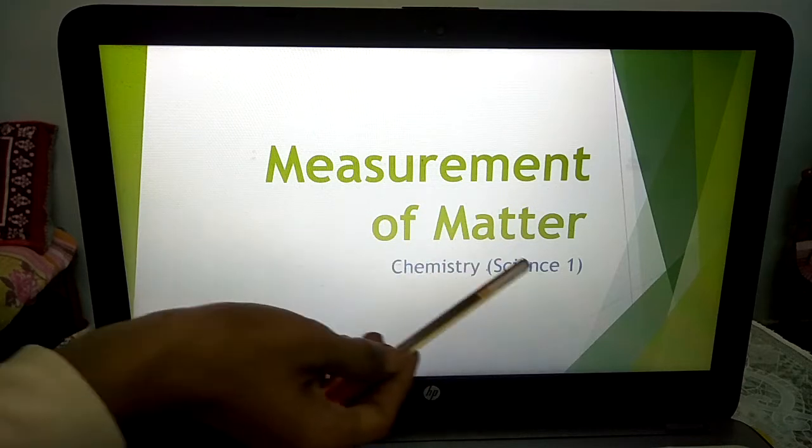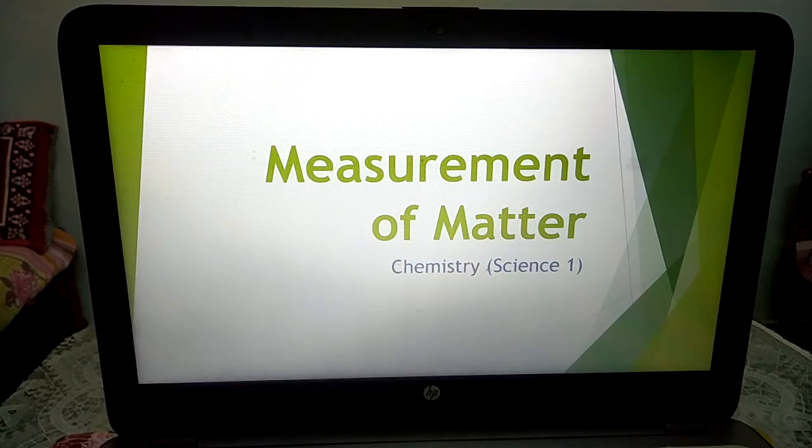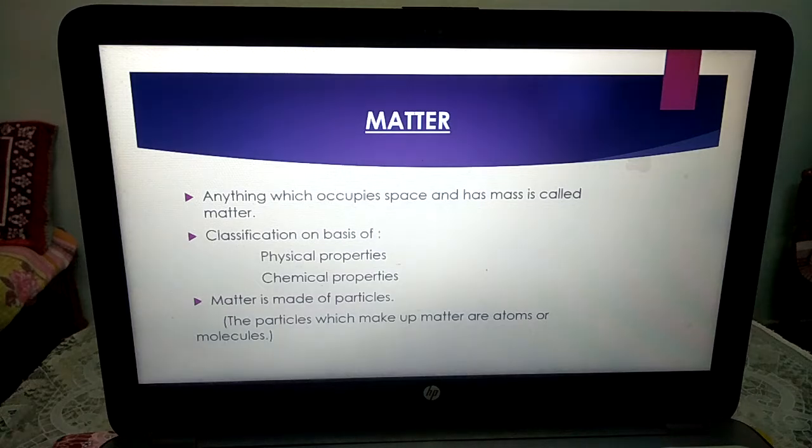Measurement of matter. Before going into the chapter, we should know what matter is. In your book it is given directly from the law of chemical combinations, but I thought that you should study what matter means first, and from there, when you are starting with the basics and getting the basic concept clear, you will move forward.